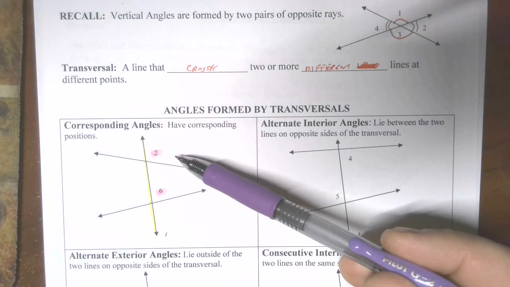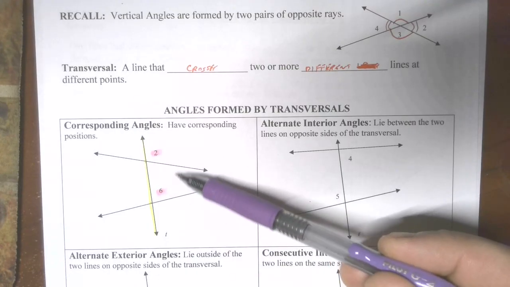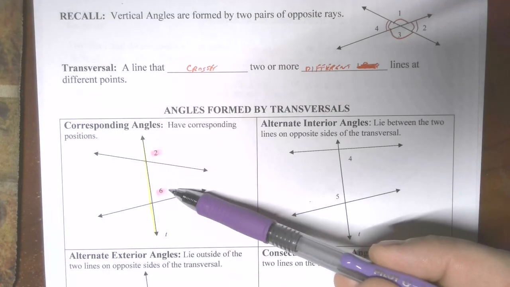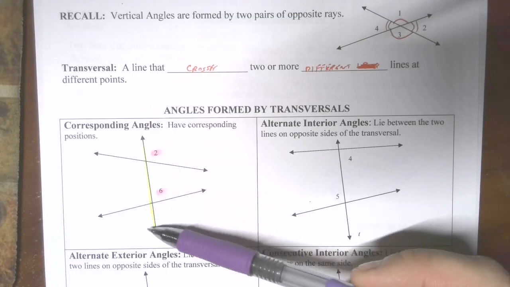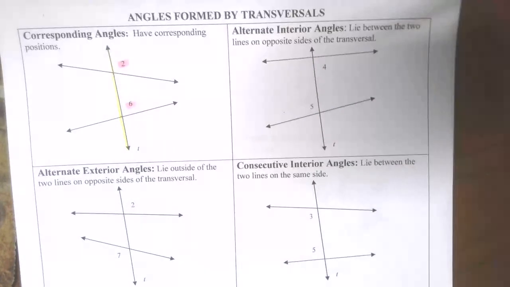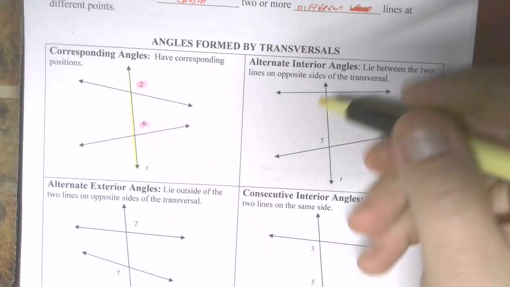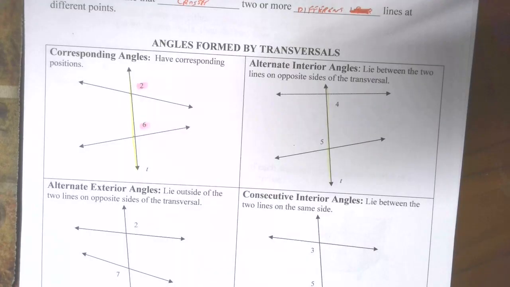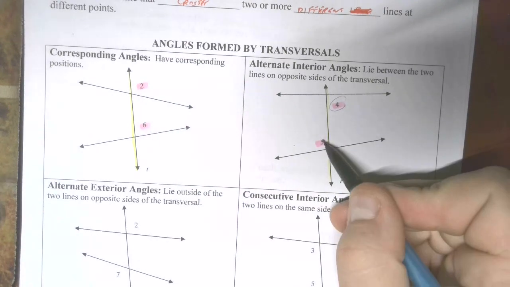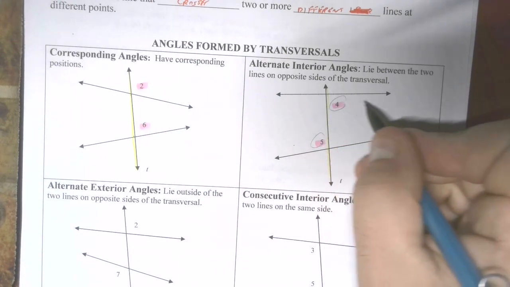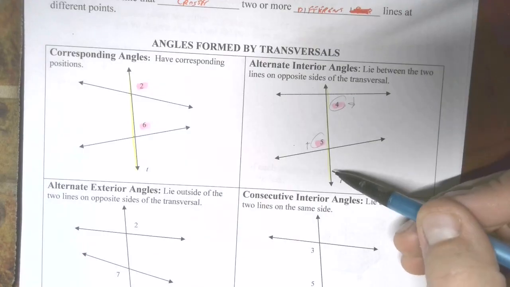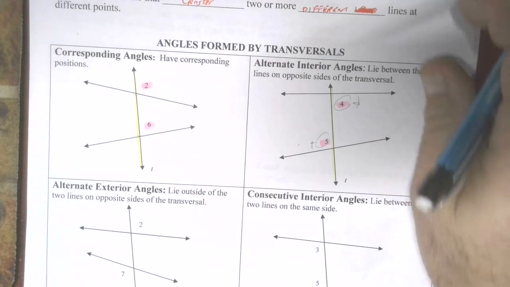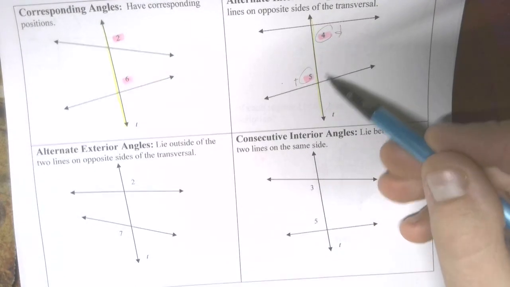Like in the first picture, you notice 2 and 6 are in the same upper right hand location. We call those corresponding angles. I could name all these other ones too and match up their corresponding parts. Another popular one is called alternate interior angles. What that means is they alternate across the transversal, and both of these angles are inside the lines. The transversal goes right through it. So the name for those is alternate interior angles.